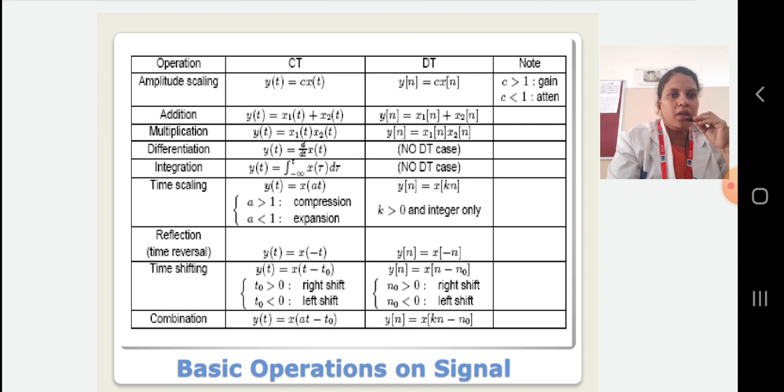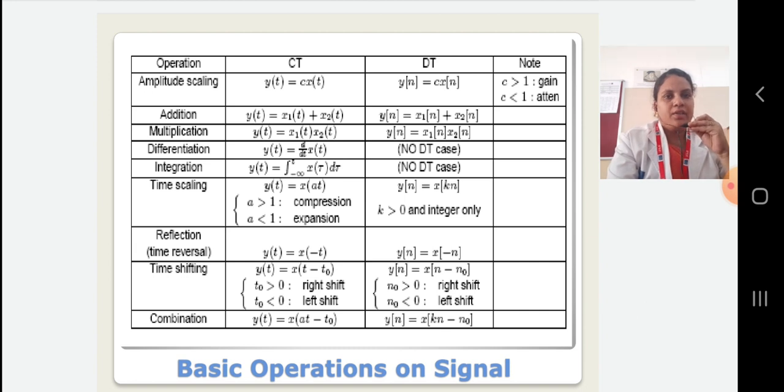What is the addition operation? It is represented as y of t equals x1 of t plus x2 of t. So we have two signals, one is x1 of t and another one is x2 of t. To calculate the addition, we have to add these two signals, that is y of t equals x1 of t plus x2 of t. What is the multiplication operation? It is represented by y of t equals x1 of t into x2 of t. Taking the product of these two signals, we get the multiplication output.